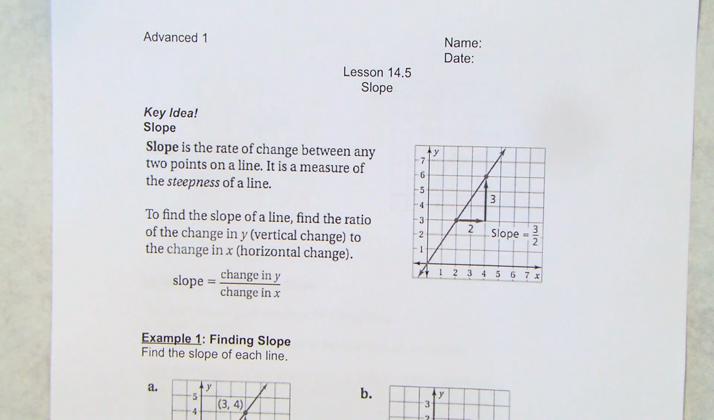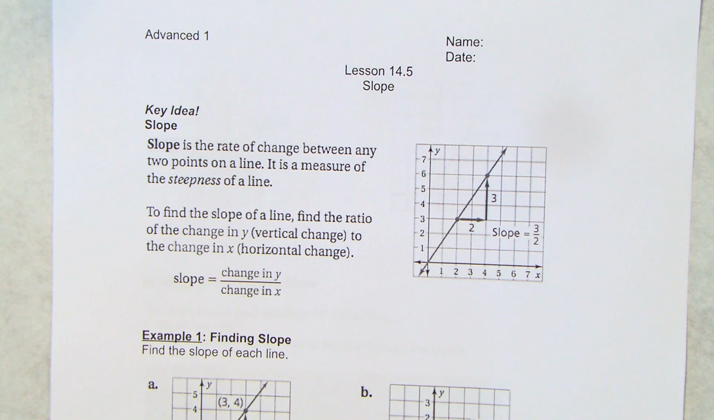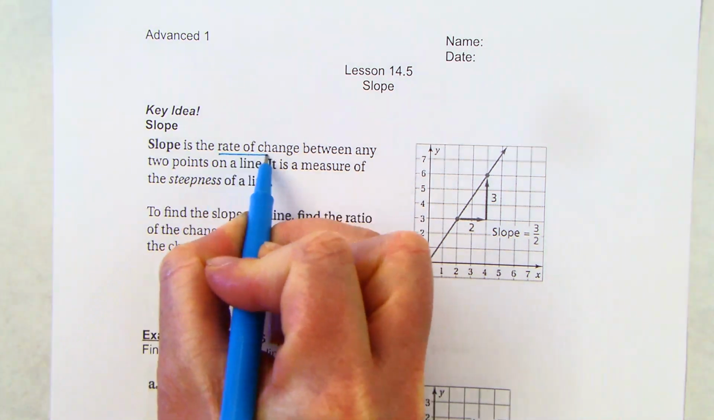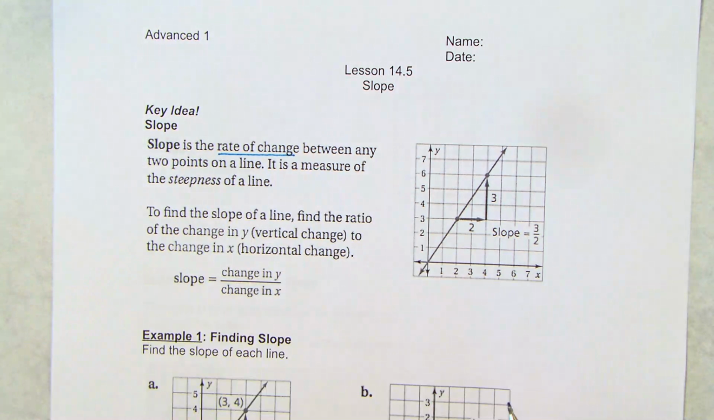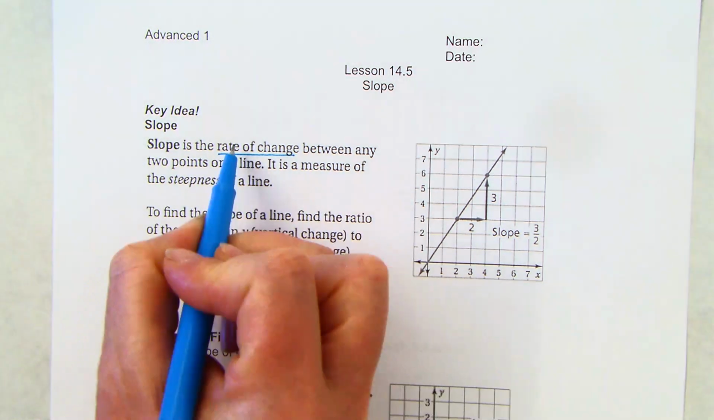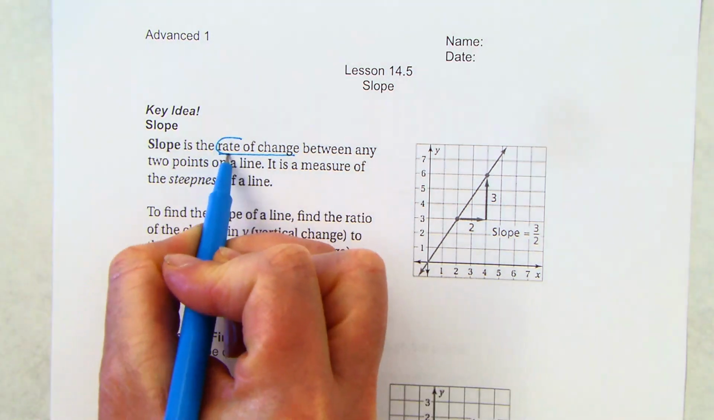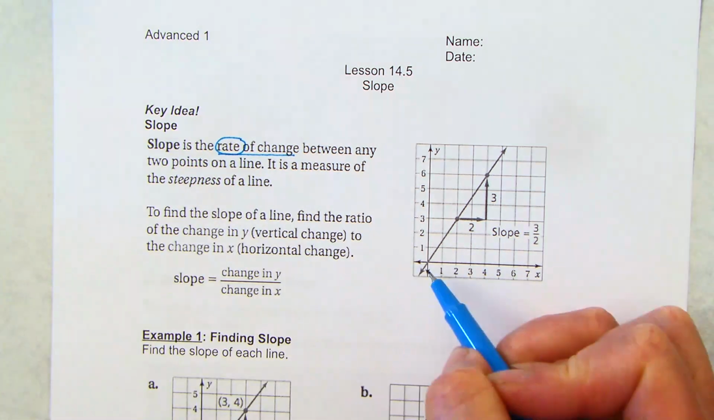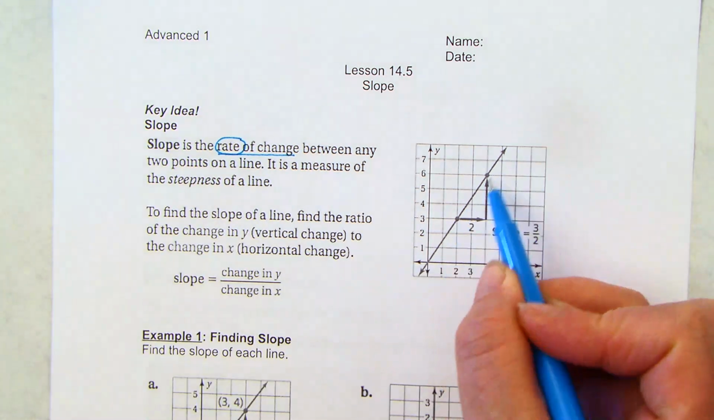These are the lesson 14.5 notes from Advanced 1. We're looking at slope. Slope is the rate of change between any 2 points on a line. So we talked last year about slope being a rate. It is a measure of the steepness of the line, or how much it's going up.